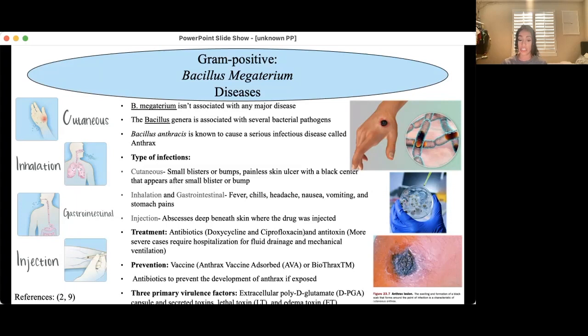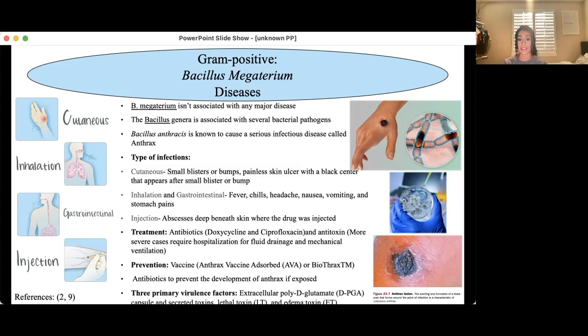You could get it by injection. And if you get it this route, you will have a deep abscess beneath the skin where the drug was injected. There are different treatment options for anthrax. They'll typically prescribe antibiotics, such as doxycycline, or they will give you an antitoxin. For more severe cases, of course, you can be hospitalized where they will actually have to drain the fluid.